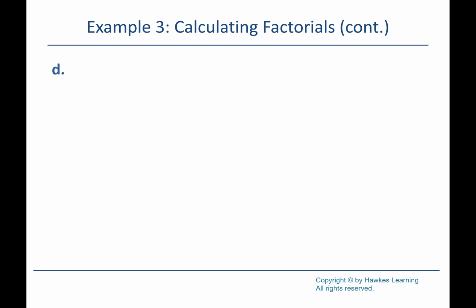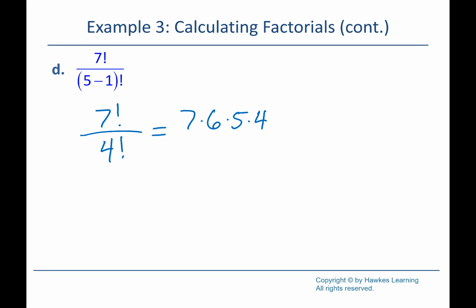Let's look at D. D says we've got 7 factorial over 5 minus 1 factorial. So the first thing we want to do here is the subtraction. So 5 minus 1 would give us 4 factorial. Then on the top, we've got 7 times 6 times 5 times 4 times 3 times 2 times 1. On the bottom, we've got 4 times 3 times 2 times 1.